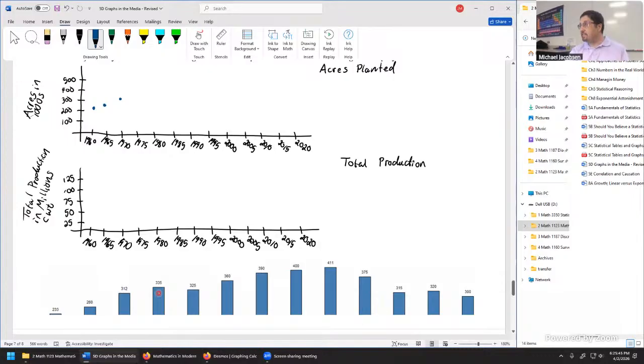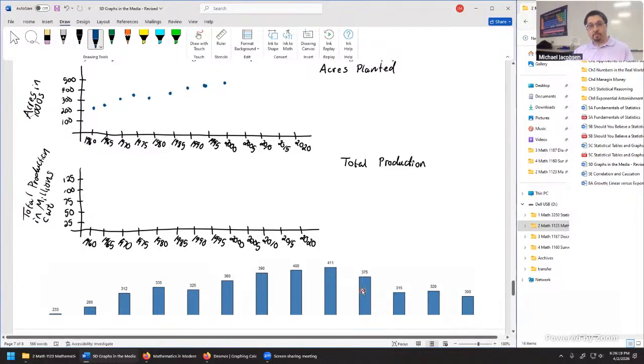335, 1975, then 325. So it went down just a little bit in 1980, jumped to 360, 390, so just under 400. Then right at 400. Here's where we're peaking out at 411, so just slightly higher in the year 2000. Then dropping by a whole lot. So now back to 375. So that would be about here.